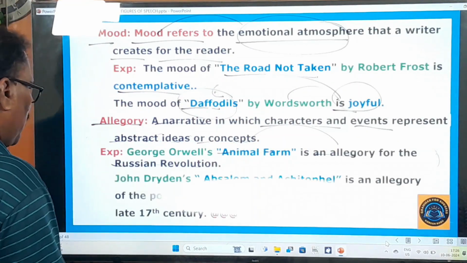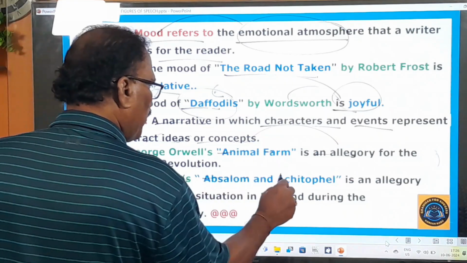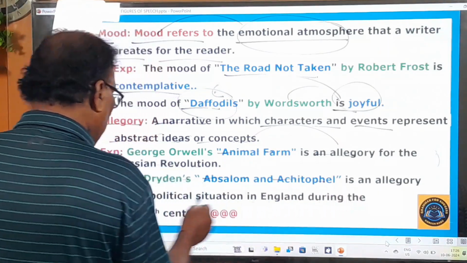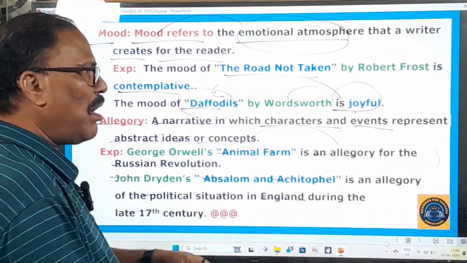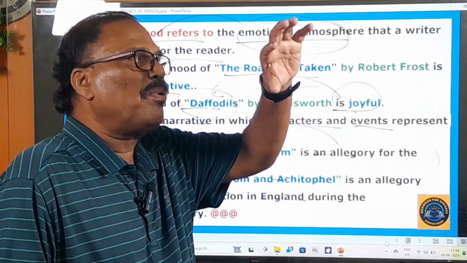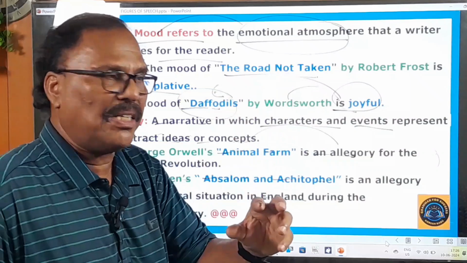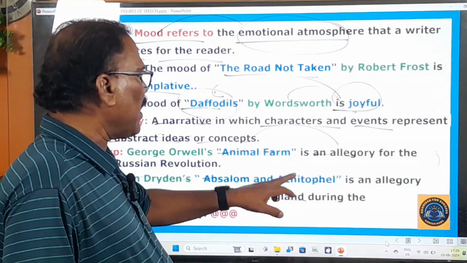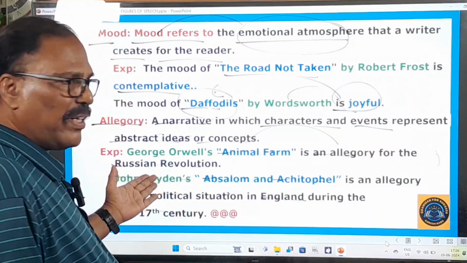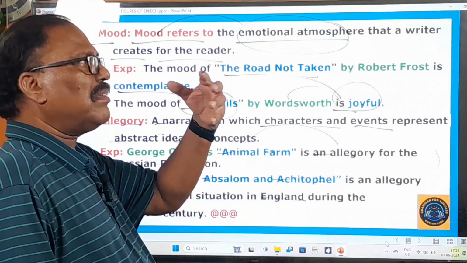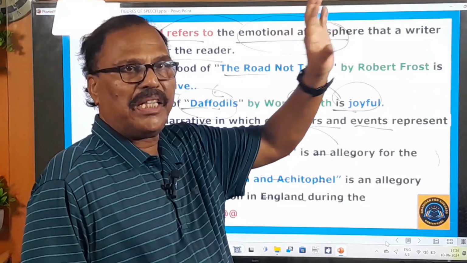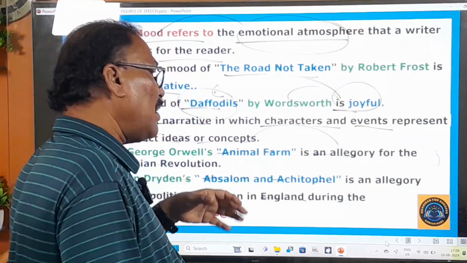And here you pay attention, John Dryden's Absalom and Achitophel is an allegory of the political situation in England during the 17th century. So basing on the political situation of the late 17th century, Absalom and Achitophel was written by John Dryden. It's an allegory. That means mocking the things that took place during that time. So that is called an allegory.